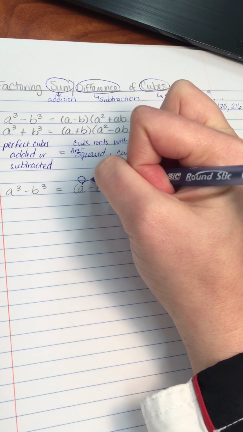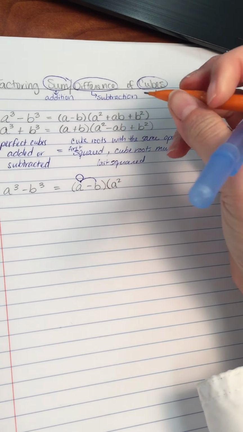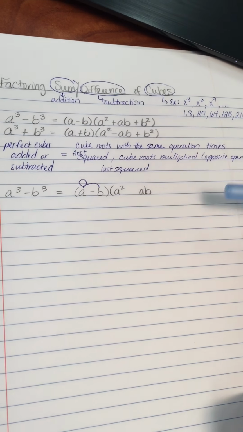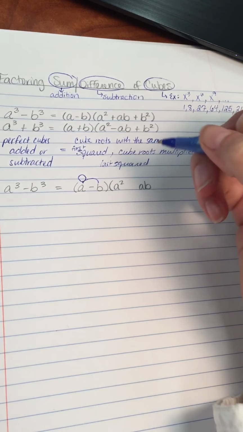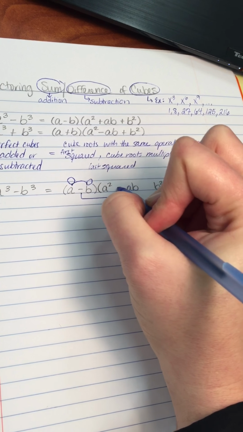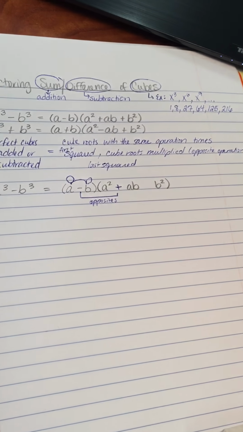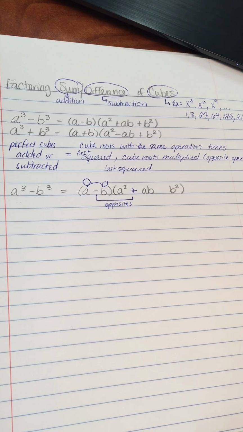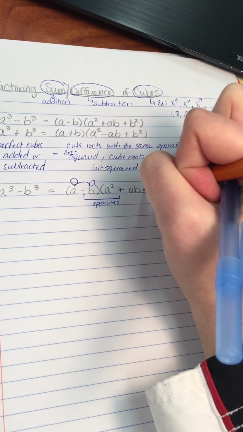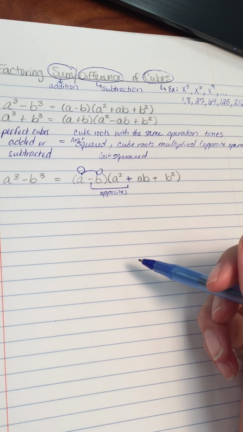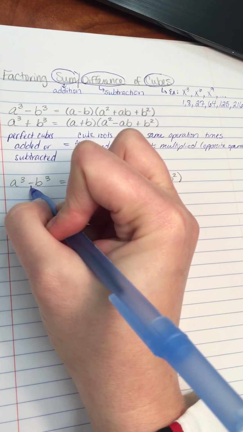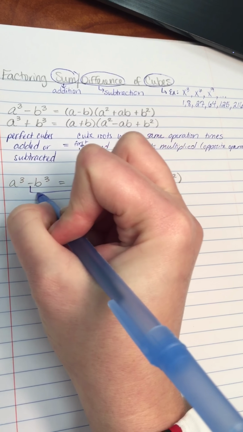Then a times b, see? Then b squared. See how I did that? Okay, and then this goes opposite sign, and then this is always positive. All right, and then this one right here is same sign.